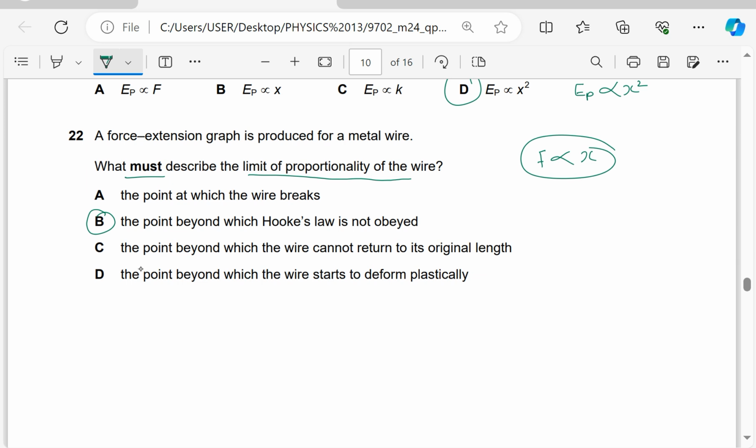A point at which the wire breaks, that is not the limit of proportionality. By the time it reaches breaking point, it has also undergone plastic deformation. The point beyond which the wire cannot return to its original length, it has already reached plastic deformation. The point beyond which the wire starts to deform plastically, that is the elastic limit.